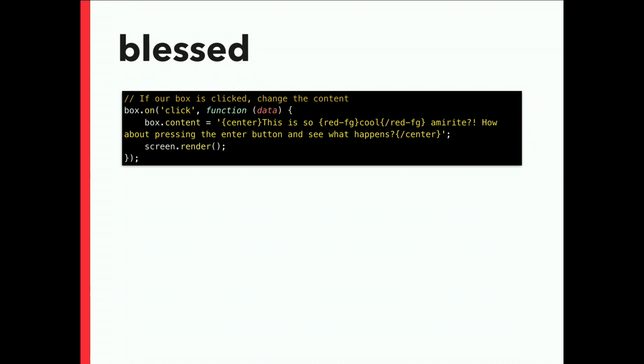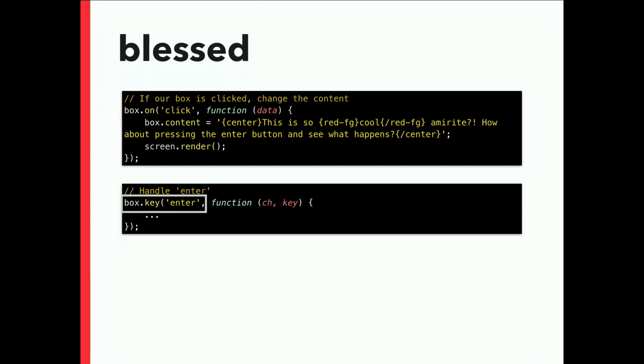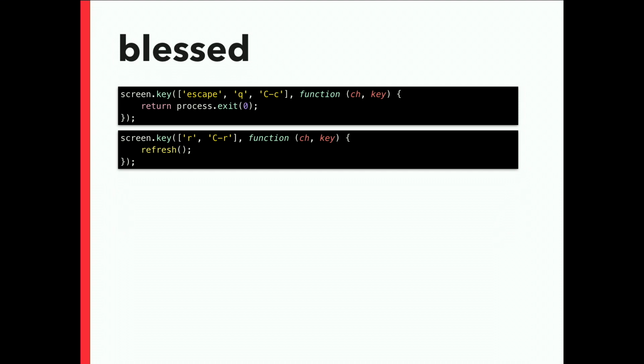So this is an example, and if we want to define what happens when the box is clicked, we can define box on click, and there are a bunch of other things that you can check out on the GitHub. If we want to do something when it's entered, we can do this as well. And if we want to do some key bindings, we can also define them. For example, we can define multiple key bindings, like what happens when you press Escape, Q, and Ctrl+C.